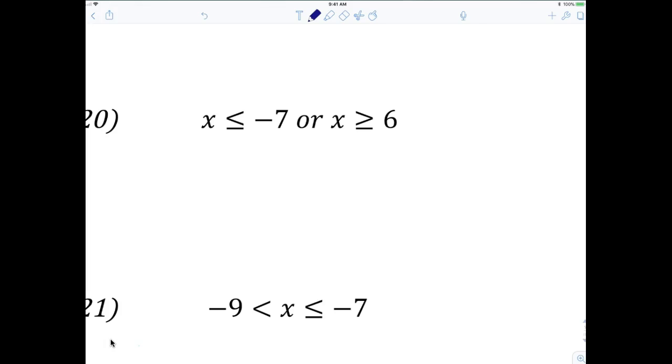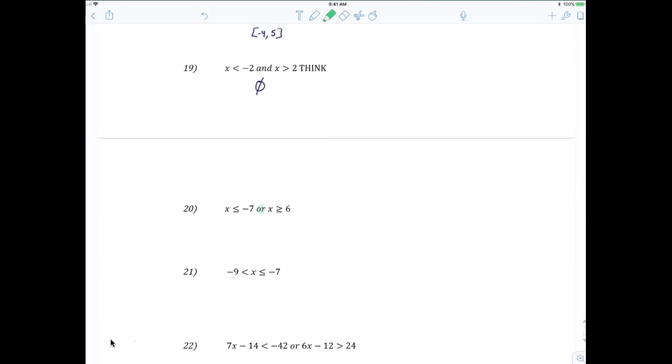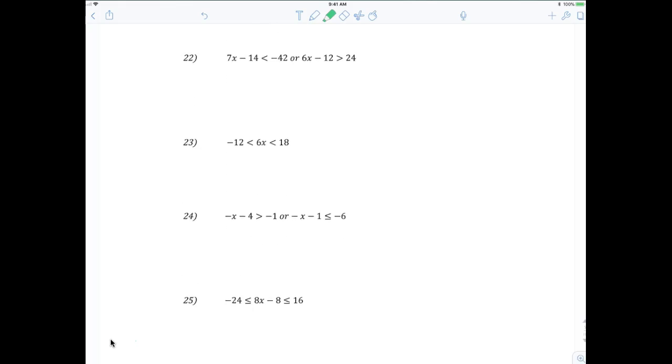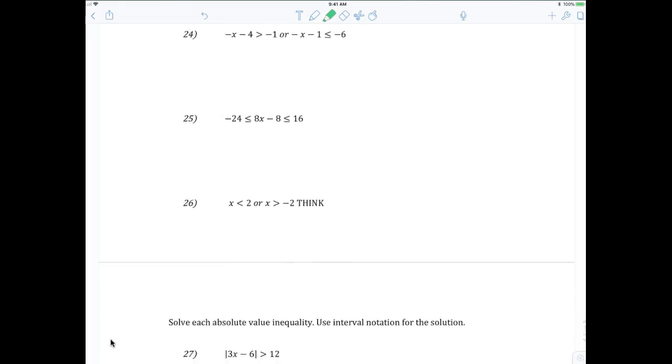Now, is it possible to be less than negative 7 or greater than or equal to 6? Yes. Because it is an or statement. That's what I'm trying to get you to understand. So I think what I did here was I just changed the numbers up and created more problems for you. So that's just extra practice.